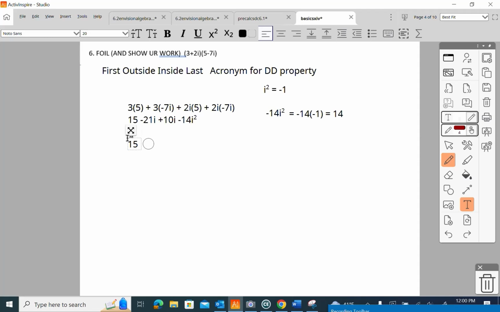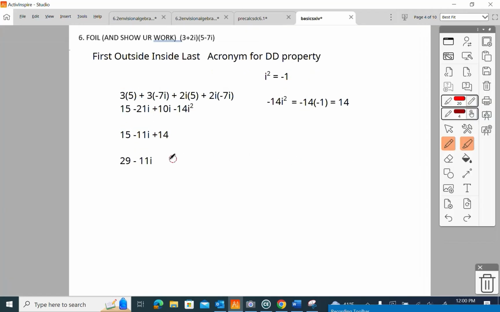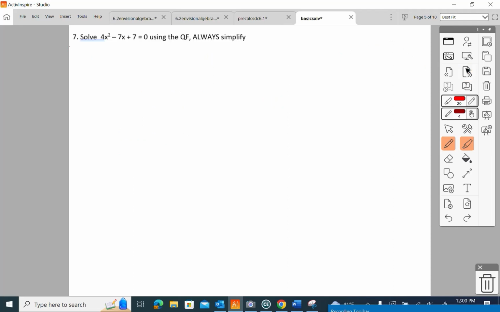So I've got a 15. In the middle, I get negative 11i when I add, and then I have this plus 14, and then I put terms together: 29 minus 11i. Final answer. And the work that justifies your response. Moving forward in my life.